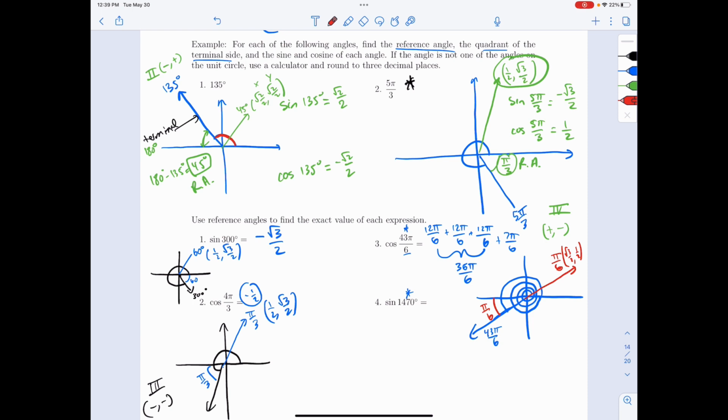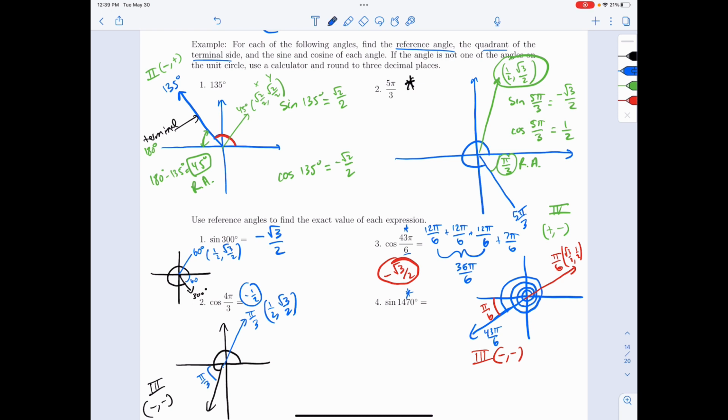So 43 pi over 6 is in quadrant 3. Both coordinates are negative in that quadrant. So I want cosine of that angle. So I'm going to use root 3 over 2, but it will be negative because I'm in quadrant 3. So this answer is negative root 3 over 2.